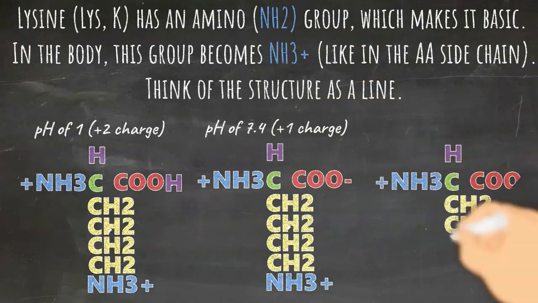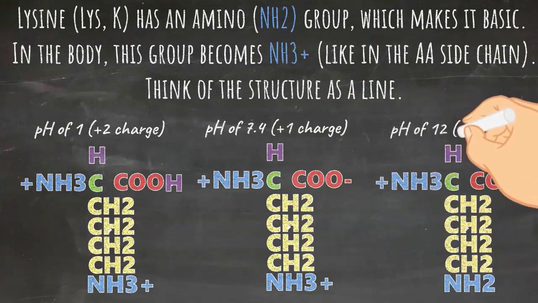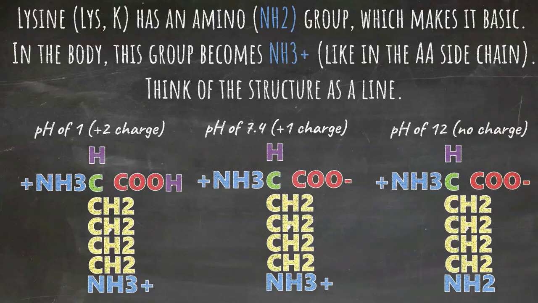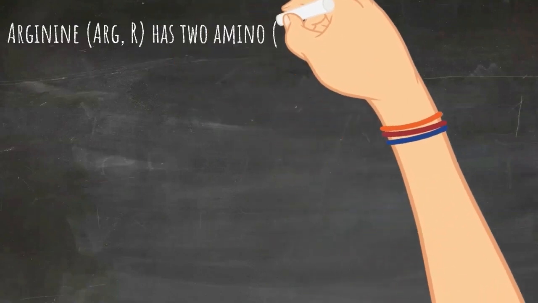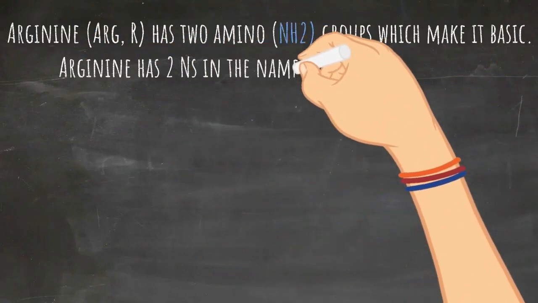So on the left, you see a pH of 1, lysine will have a positive 2 charge because both of the amino groups are protonated, and so is the carboxylic acid group, making it neutral. At a pH of 7.4, it has a positive 1 charge because the backbone is neutral, and the amino group is protonated with a positive 1 charge. At a pH of 12, lysine is in its zwitterion form, isoelectric point, meaning that it has a neutral charge.